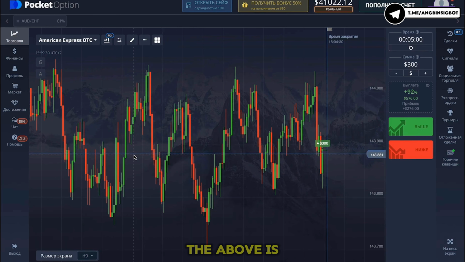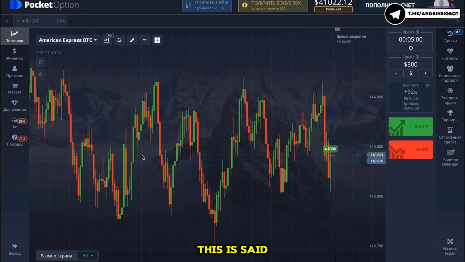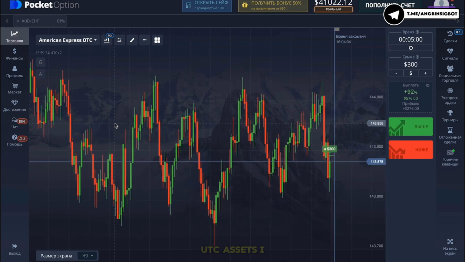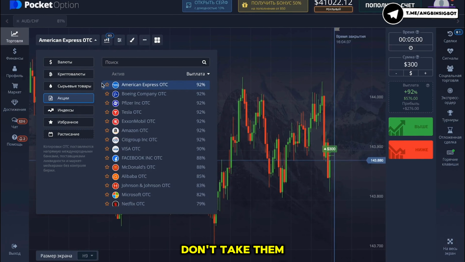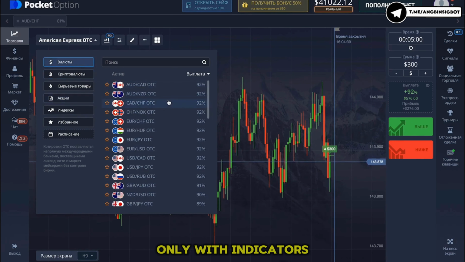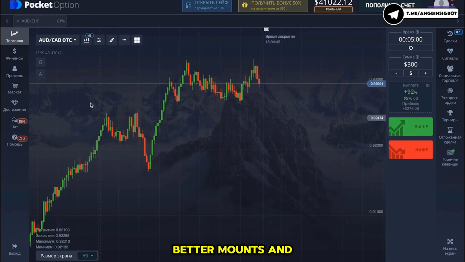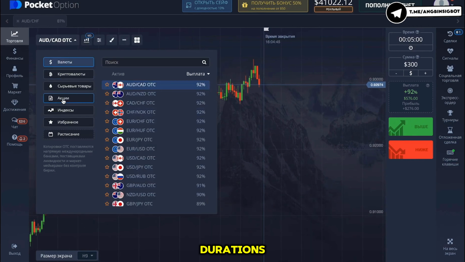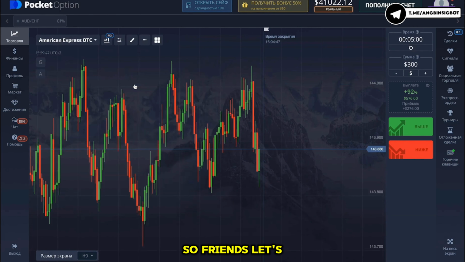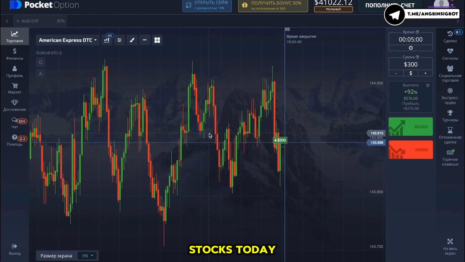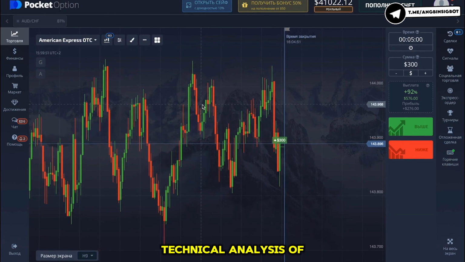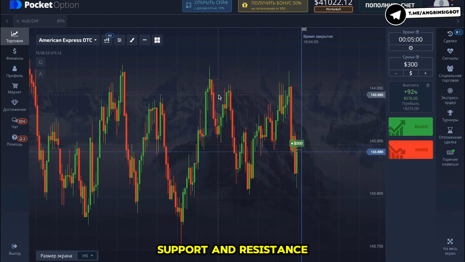Again, all of the above is just my opinion. This is said in comparison specifically with currency OTC assets. I don't take them very seriously and mostly trade on them only with indicators, for very small bet amounts and for short trade durations. So friends, let's trade strictly in stocks today, using the simplest technical analysis of levels and zones of support and resistance.